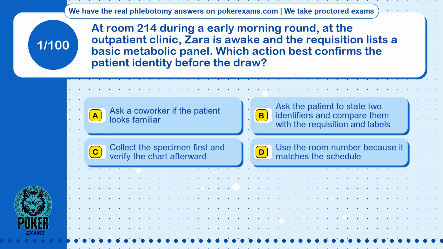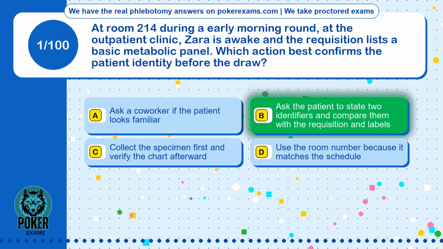Option A. Ask a coworker if the patient looks familiar. Option B. Ask the patient to state two identifiers and compare them with the requisition and labels. Option C. Collect the specimen first and verify the chart afterward. Option D. Use the room number because it matches the schedule.